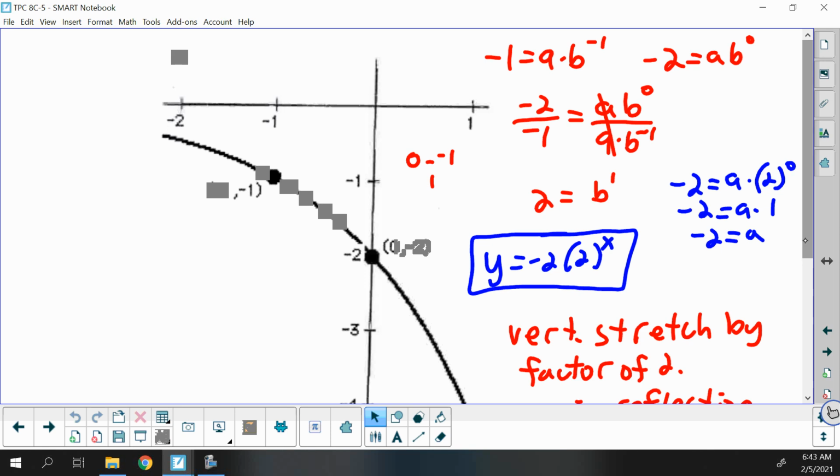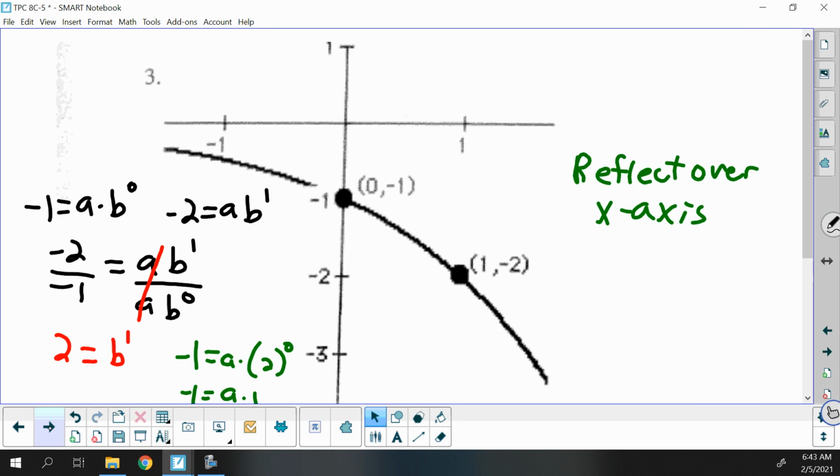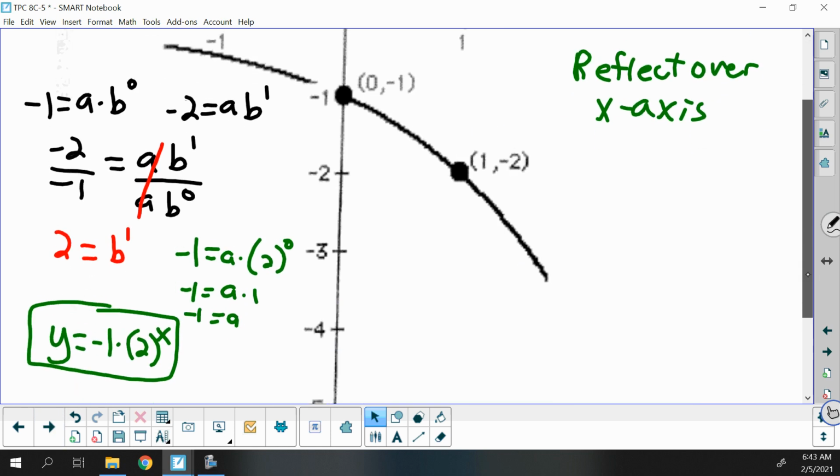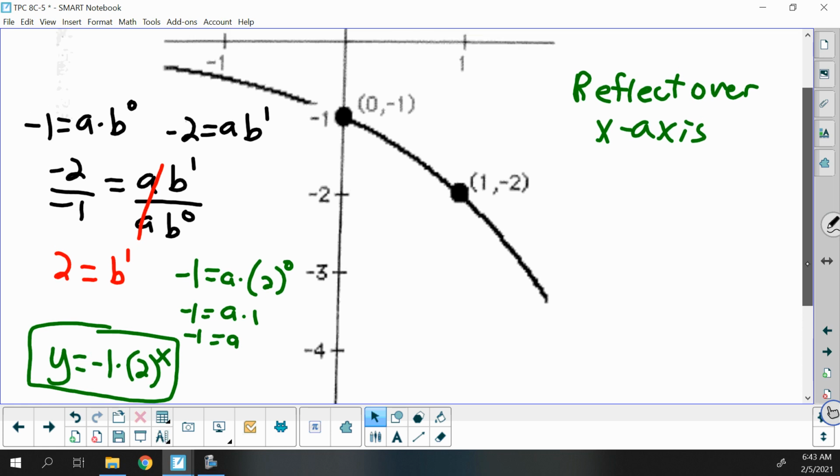One thing I want to point out in this one, when we divide and subtract our exponents, be really careful when the bottom thing's a negative. So we should have 0 minus a negative 1. So that becomes a plus, and that's how we get the b to the first. So negative 2 times 2 to the x. This one in our final equation, the negative 1's the only thing we got, so that's a reflection over the x-axis.